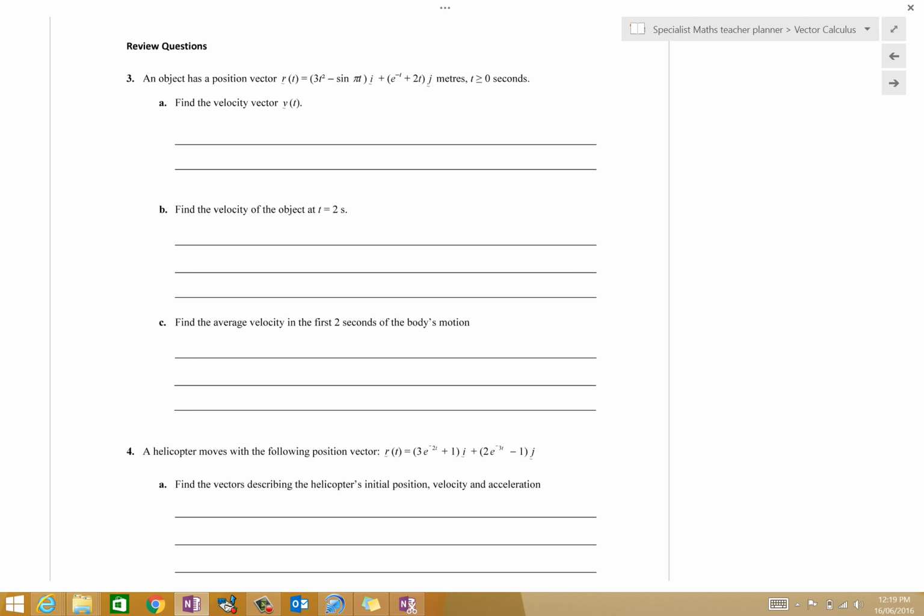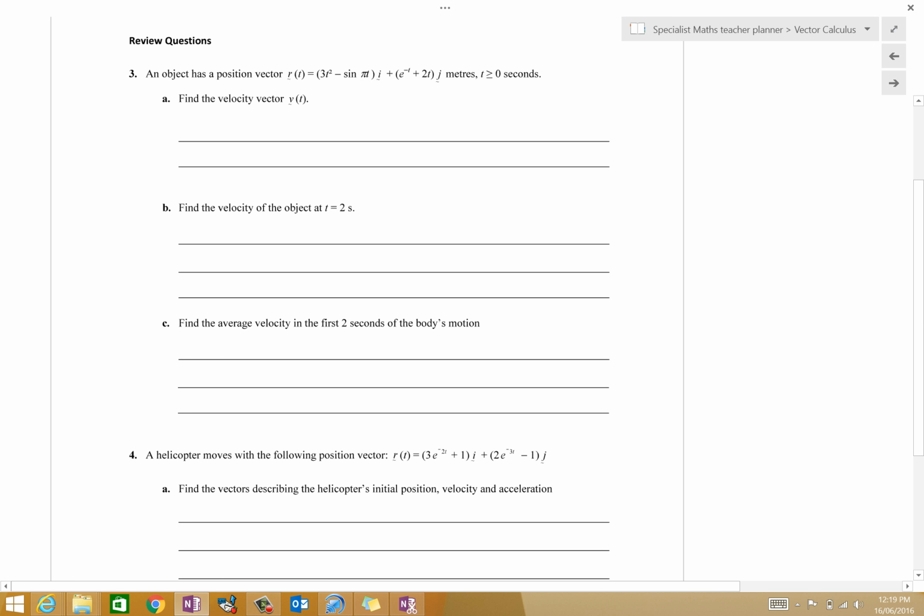And you might need to find an angle. Some of those questions can be actually really quite challenging. So I'm not going to say that this stuff's easy, but getting the fundamentals is fairly straightforward. So for this one, find the velocity vector v of t.